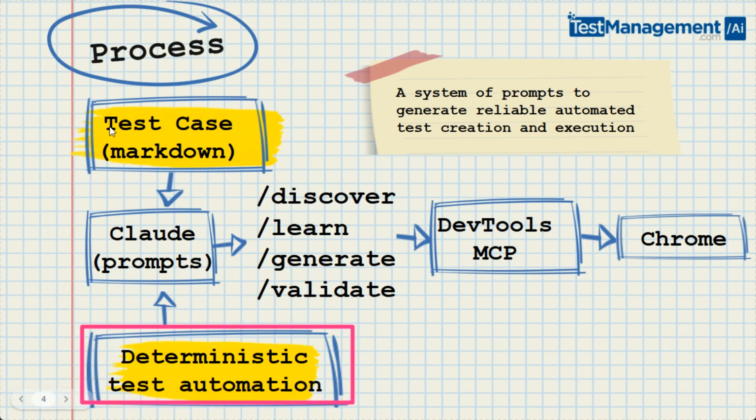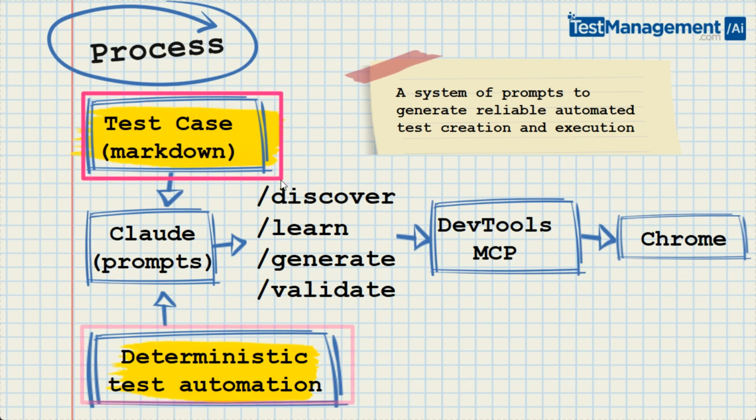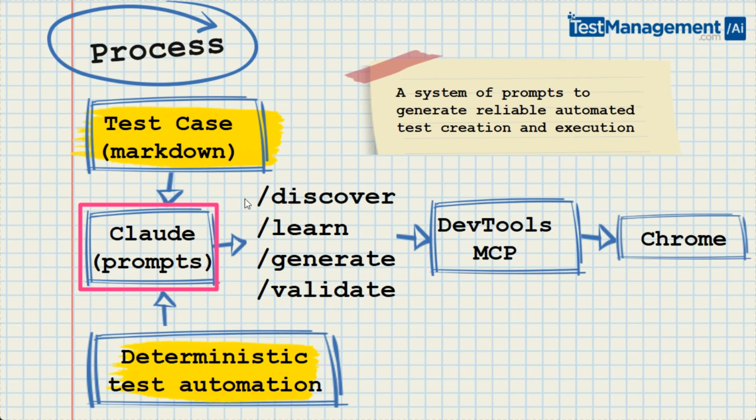I've worked through that, I've refined it. We're going to take what we've already looked at with test cases that are written in markdown, and we're going to use Claude Code to come up with some commands that will enable us to discover the best ways to do test automation with prompts, learn from that discovery session, generate some YAML files that we can use consistently, and then validate that test automation YAML file with Chrome DevTools and the MCP in Chrome.